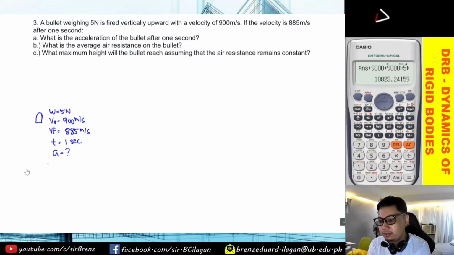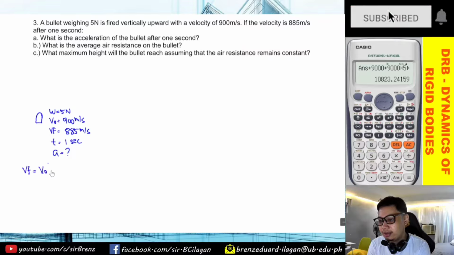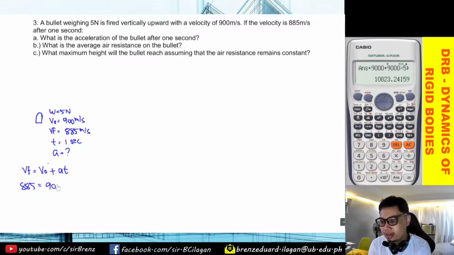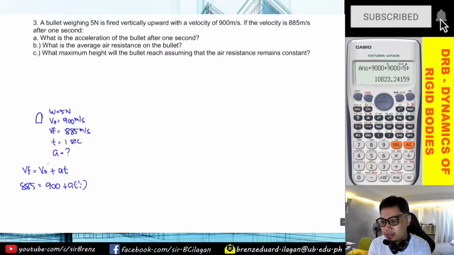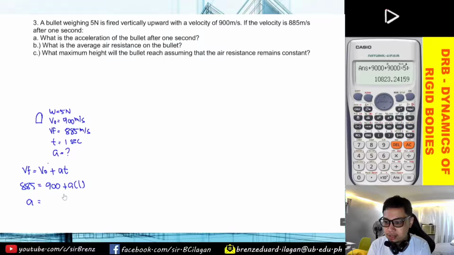So again, we will use the formula na final velocity is equals to initial plus acceleration times time. So this is 885. This is 900. And then plus acceleration times time. So yung time mo nga dito is 1 second. Ayan. So what will be the acceleration? So 885 minus 900. So 5.